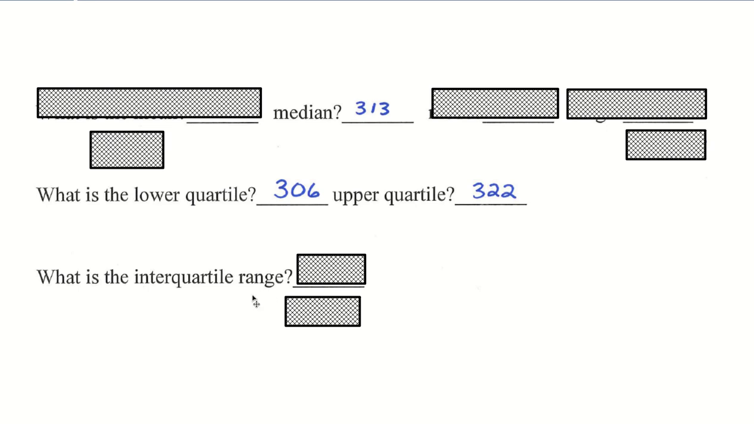Remember, the word range is in here, which means it's not the overall range, but it is a type of range. The interquartile range is what you get when you subtract the upper quartile minus the lower quartile. So you can see it is a range. It's just not the overall range, it's the interquartile range.